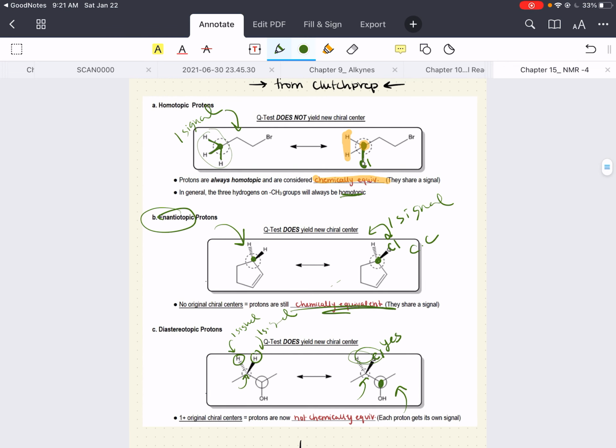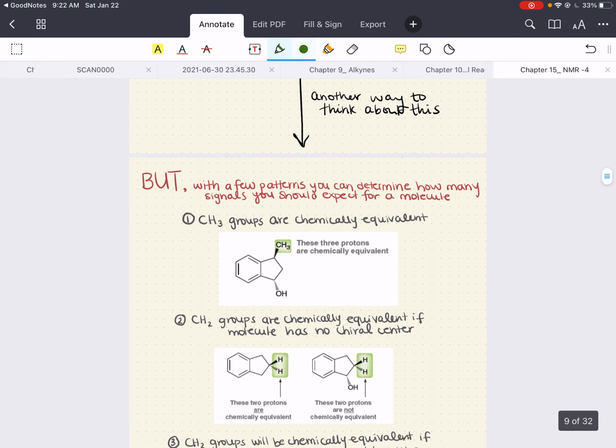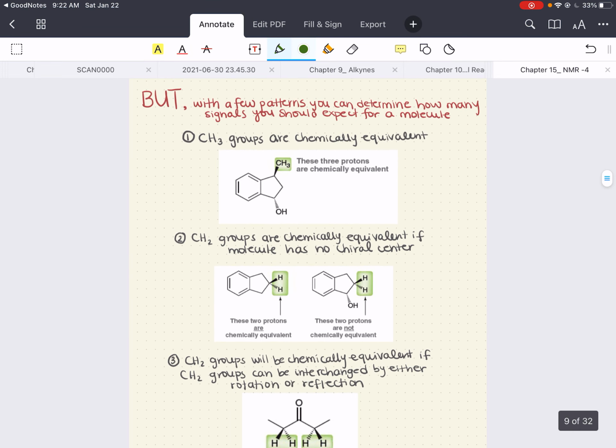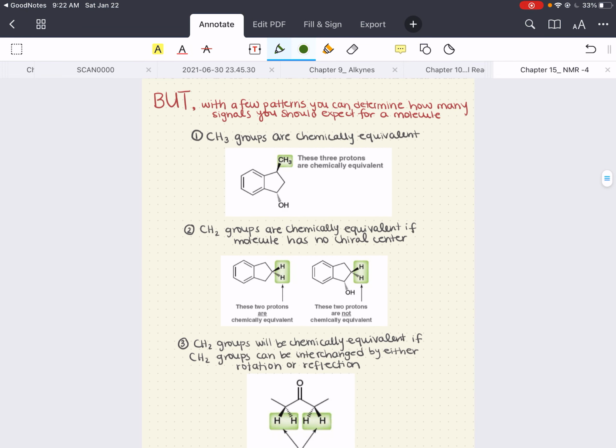So this is a really great way, if you're not very good with symmetries, if you can't tell if 2 hydrogens have reflectional, rotational, or no symmetry at all, you can simply rely on this Q replacement test, and it'll really help you figure out if your protons or hydrogens are chemically equivalent or not.